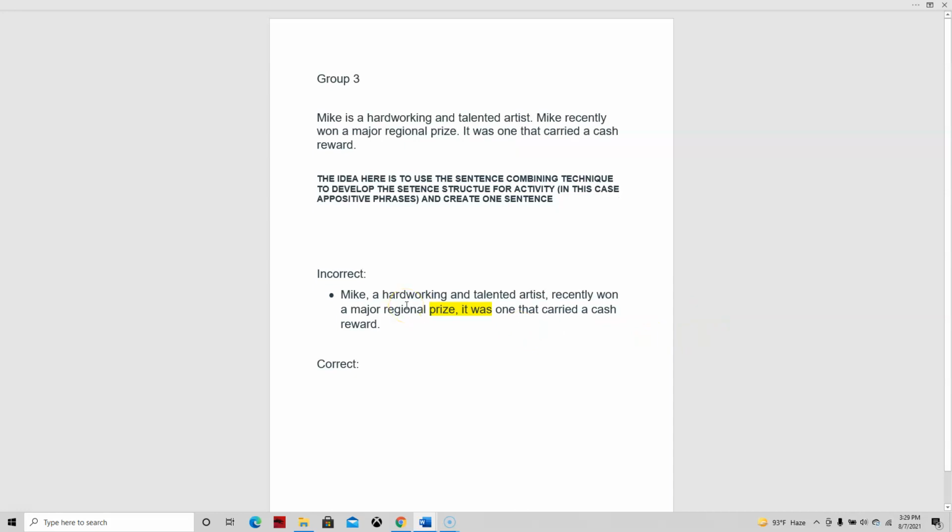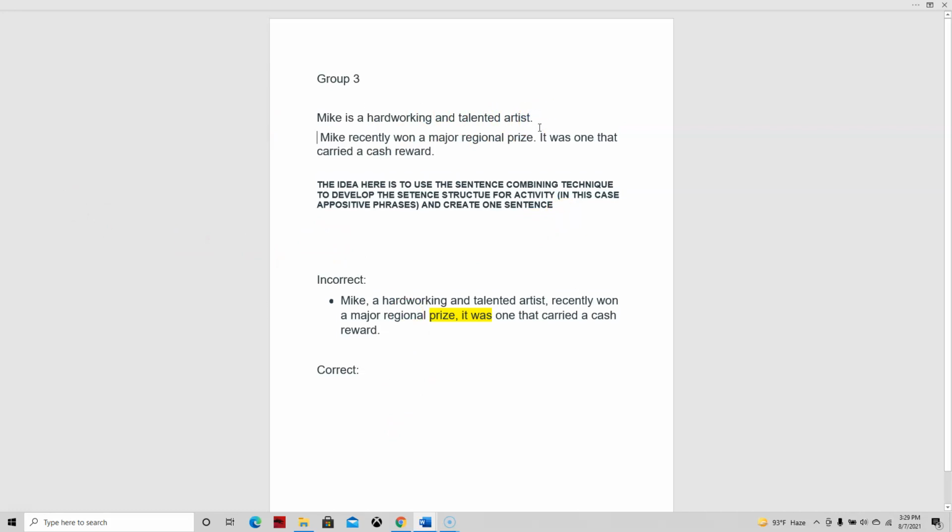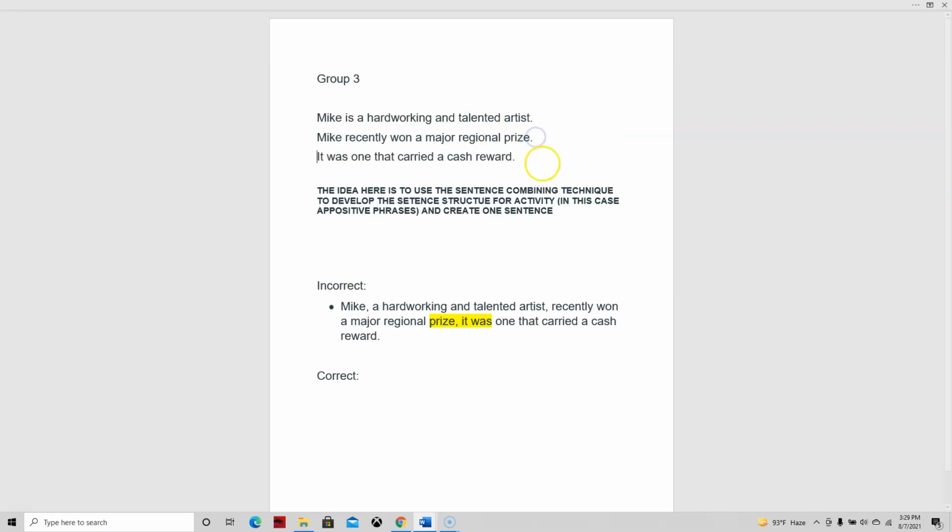Mike is a hardworking and talented artist. Mike recently won a major regional prize. It was one that carried a cash reward. Sounds robotic. Sounds like something that maybe a second or third grader would write. So the idea here is to combine these three sentences and use the particular sentence technique that we are working on. And as I said a minute ago, we are working on appositive phrases.